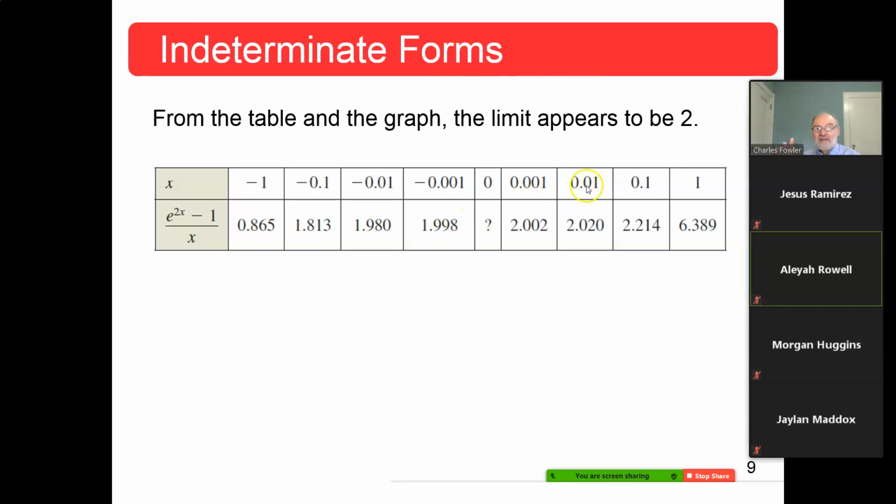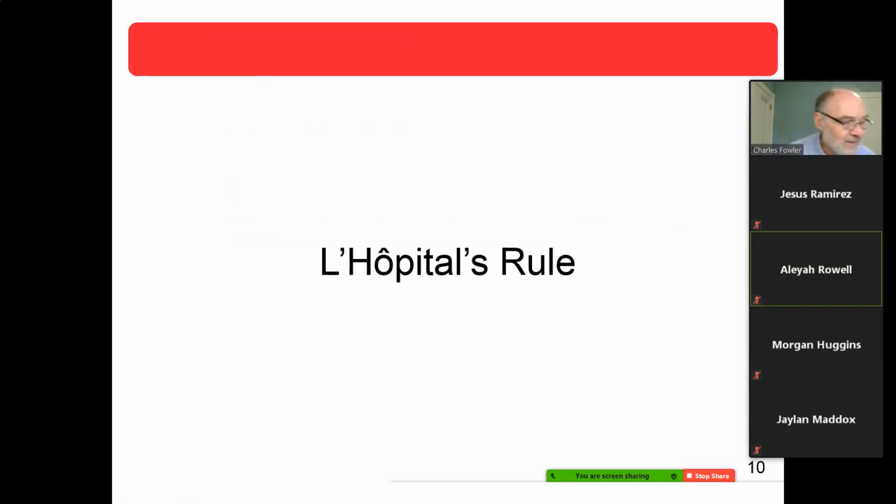Going back the other way, plug in 1, then 1/10: you go from 6.389, 2.214, 0.01 would be 2.020, 0.001 would be 2.002. This one's approaching 2, that's approaching 2. I don't see any way it can help but be 2. But that's a lot of calculations to get one solution. So hopefully there's a better way than that. And that's where L'Hopital's rule comes in.